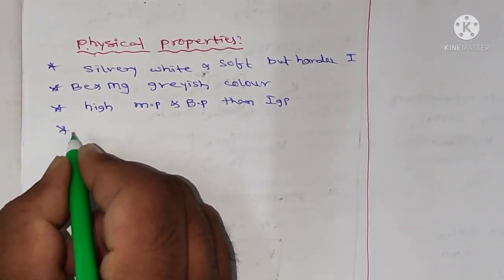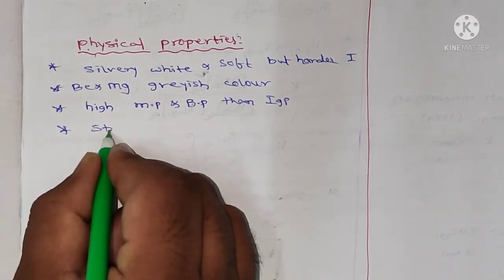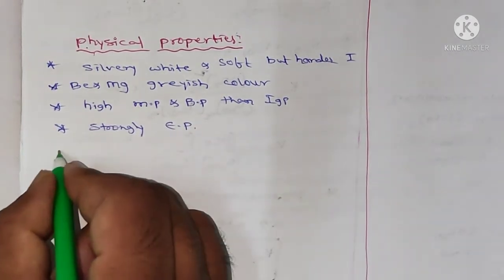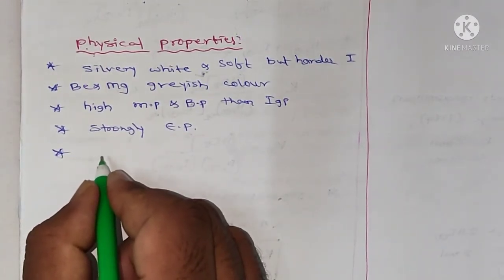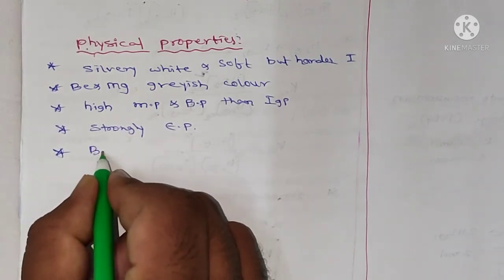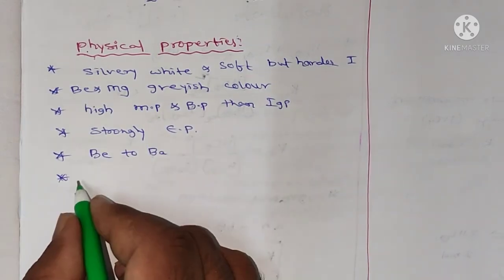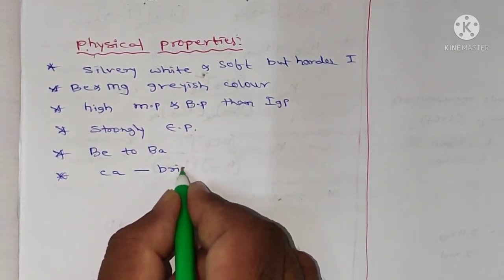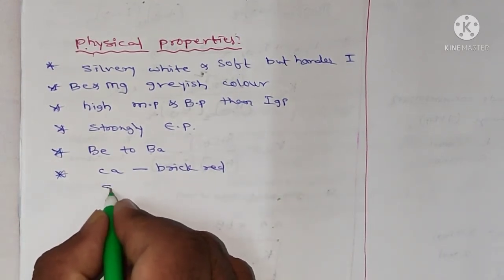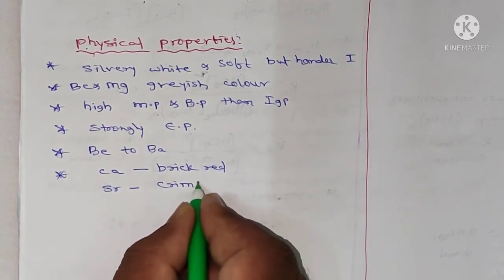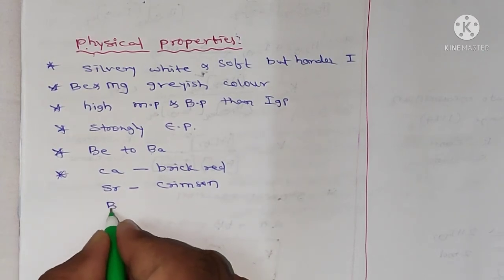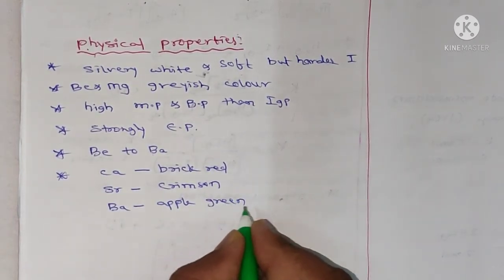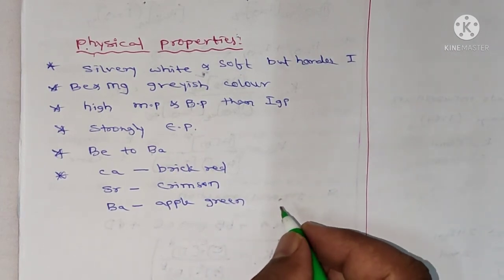And they are strongly electropositive in nature. The electropositive character increases from beryllium to barium. Calcium gives brick red color to the flame. Strontium gives crimson color to the flame. And barium gives apple green color to the flame. So these are the physical properties of second group elements.